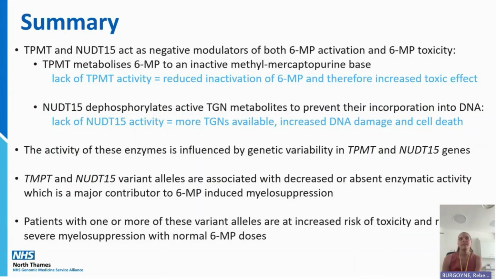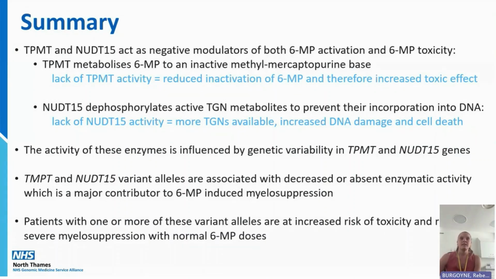TPMT and NUDT15 act as negative modulators of both 6-MP activation and toxicity. TPMT was that enzyme that metabolizes 6-MP to an inactive methyl-mercaptopurine base. So less TPMT activity means reduced inactivation of 6-MP and therefore an increased toxic effect. And NUDT15 was the one that dephosphorylates your active metabolites to prevent their incorporation into the DNA. And again, a lack of NUDT15 activity means that you've got more of those active TGNs available, increasing the DNA damage and cell death, and therefore increasing the toxic effect of the 6-MP.